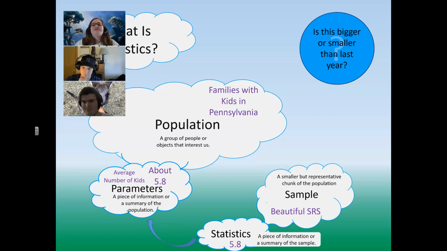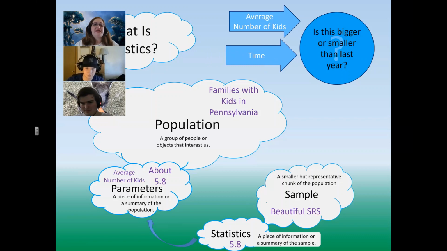Okay. So is this bigger or smaller than last year? That means that we need the average number of kids and we need time, which is 2 variables. And as you remember, the title of this lesson is univariate. Univariate means 1 variable. So we talked a lot about 1 variable. Bivariate is next time. Yes, Squirrel, you can be part of next time too. Well, you just need to stay tuned.